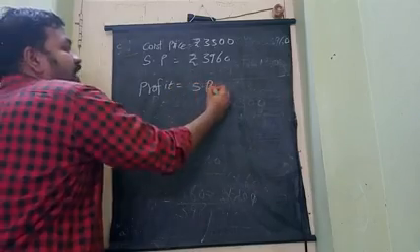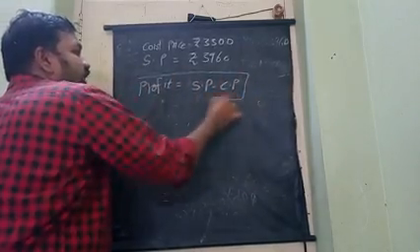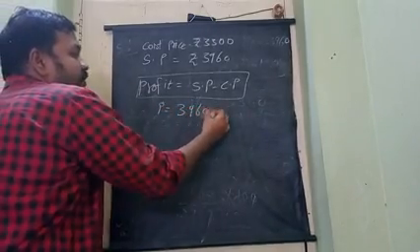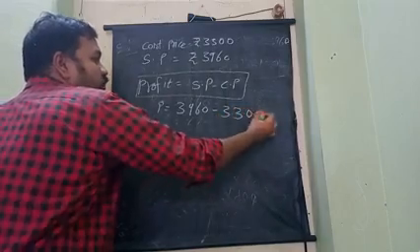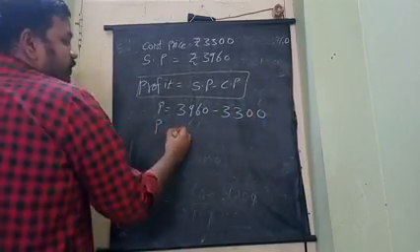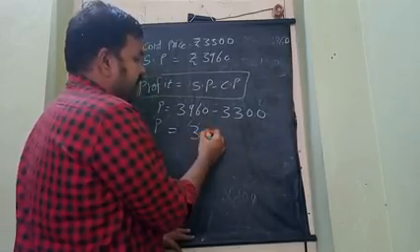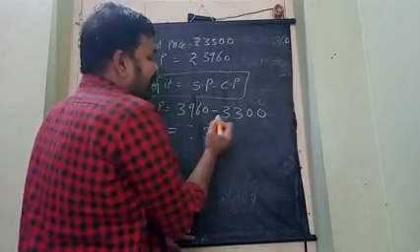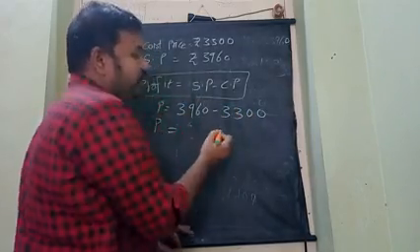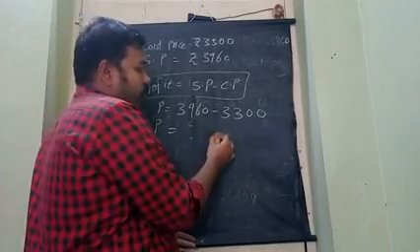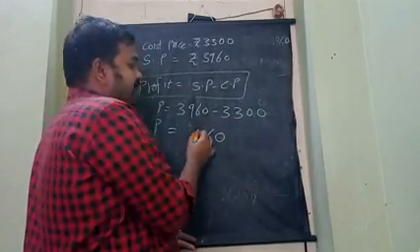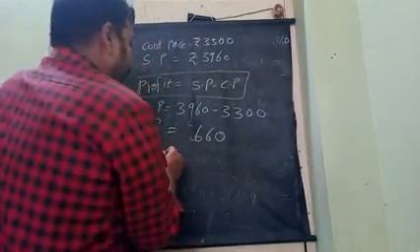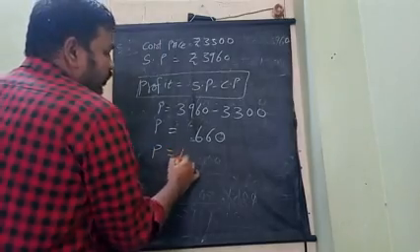Profit is equal to the formula SP minus CP. Substituting in the formula, P is equal to 3960 minus 3300. So profit is equal to 660. Subtraction: 9 minus 3 is 6. Therefore the profit is equal to 660.